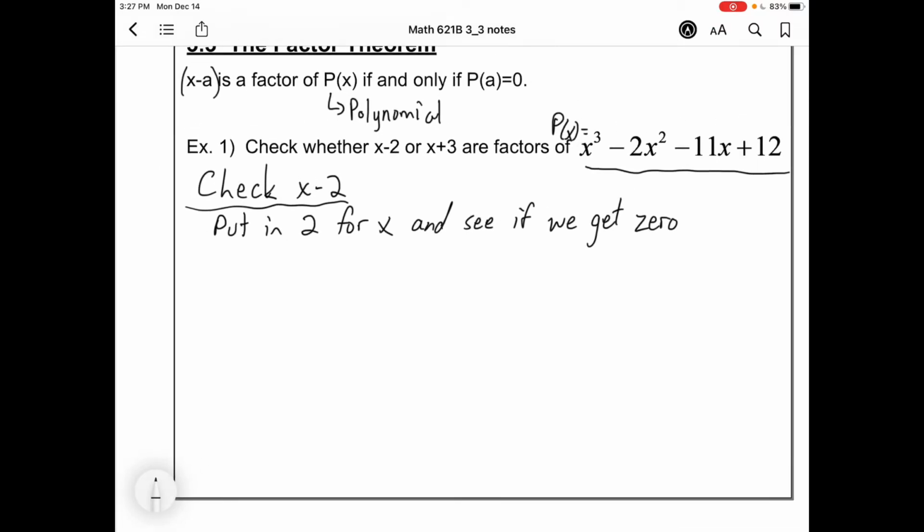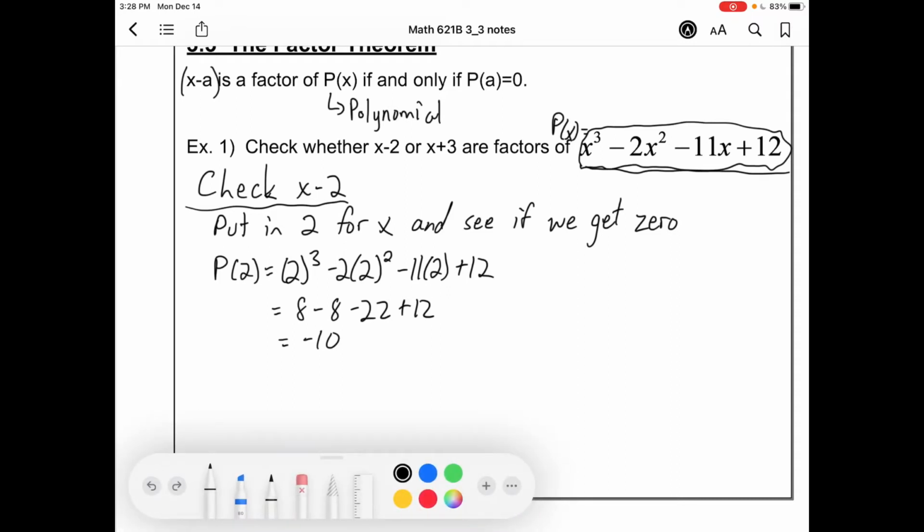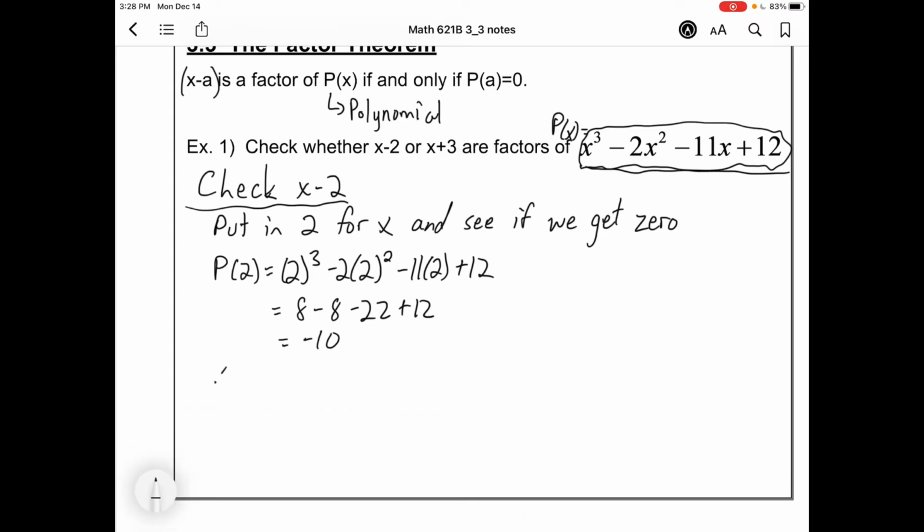So let me check it out. When we say p of 2, that just means putting in 2 for x in this entire polynomial. See what happens. 2 cubed minus 2 times 2 squared. It's looking pretty good so far. Minus 11 times 2. Okay, so that's 8 minus 22 plus 12 is negative 10. Honestly, at this stage right here, I don't even care what the number is. I can see it's not going to be 0. And if it's not 0, that means that we don't have a factor. So what we just learned here is x minus 2 is not a factor.